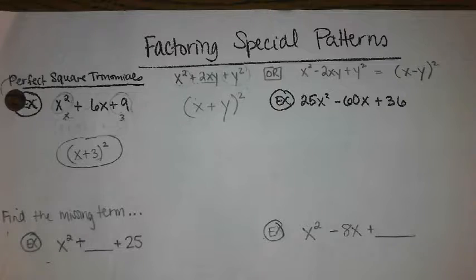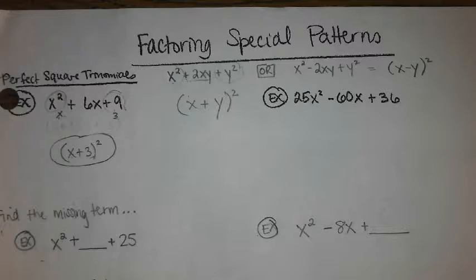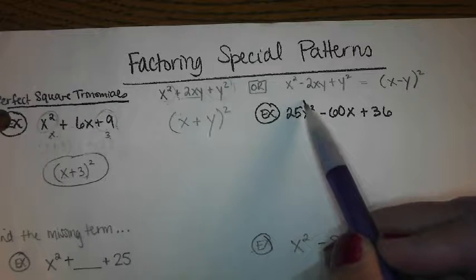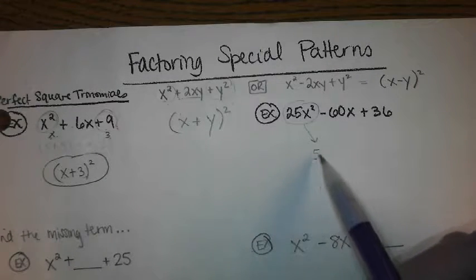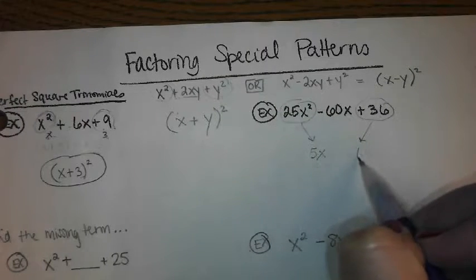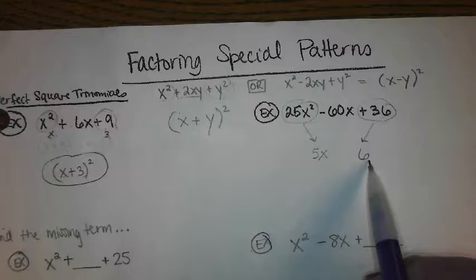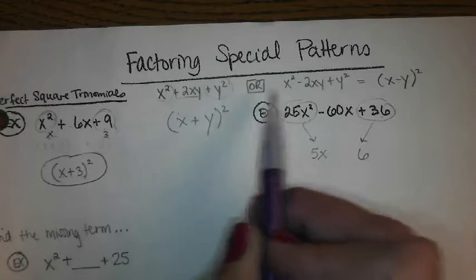So when we get to something like the second example, in which guessing and checking could be a nightmare, right? If you realize your first term is a perfect square, what's the square root of that, Andrew? 5x. And if you realize your last term is a perfect square, what's the square root of that, Connor? 6. Now when you multiply 5x and 6, what do you get? 30x. Is the middle term double that? Yes. It's give or take the minus sign.